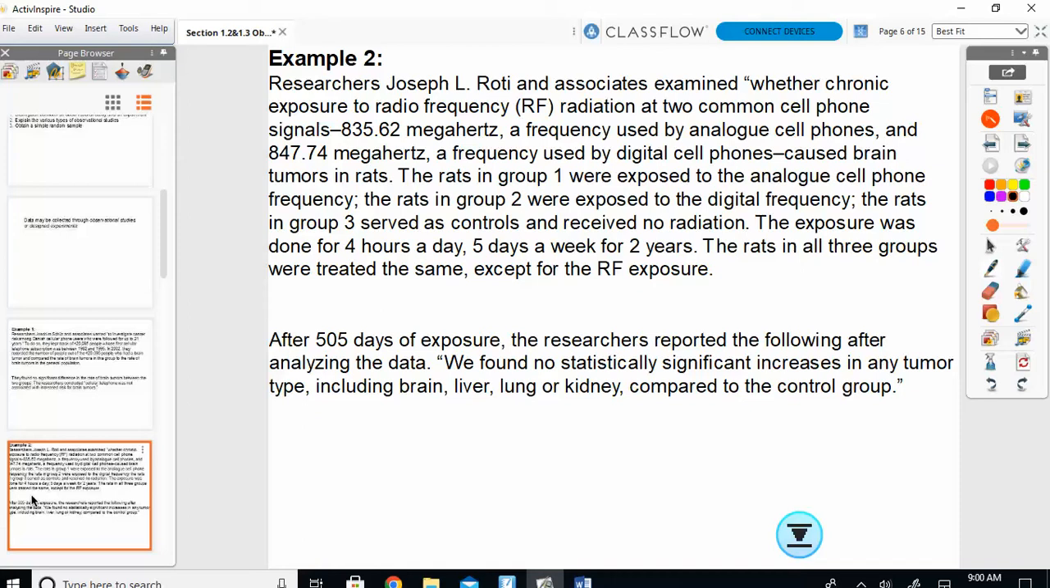Designed experiment. Why? Because they have them in a controlled environment and then did stuff. Right. They broke them into groups and they did something to each of the groups. They didn't just sit and watch them. They exposed them to radiation and then measured after the fact. Do you guys see the difference between the two? Okay. Which one do you think would probably give you better data? An observational study or a designed experiment?